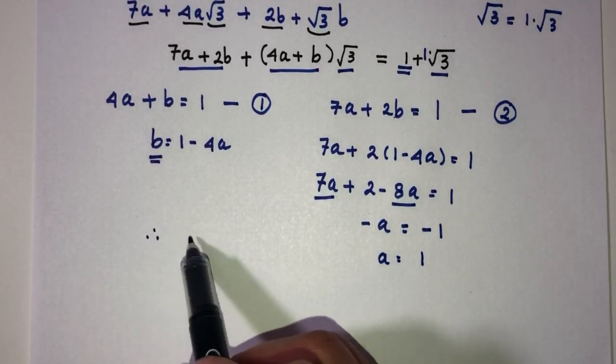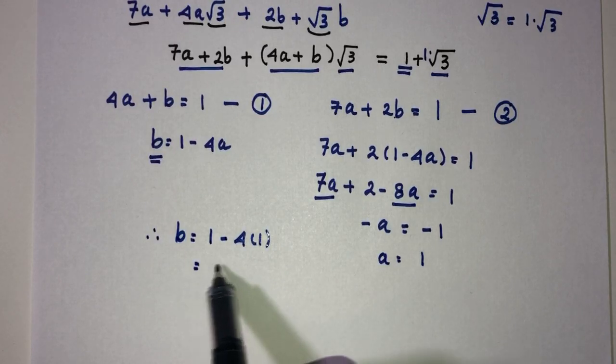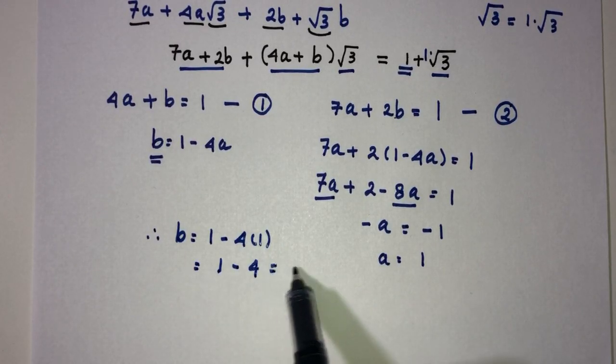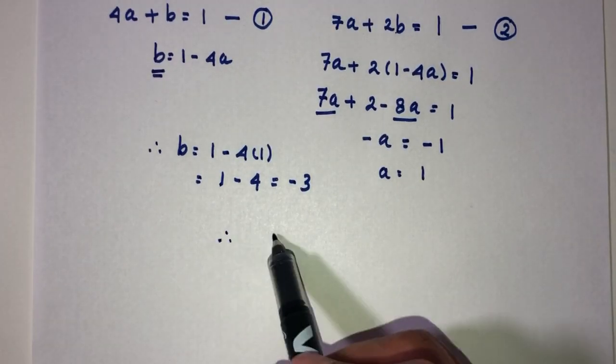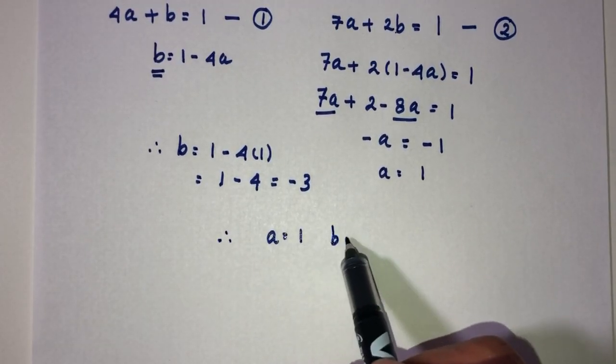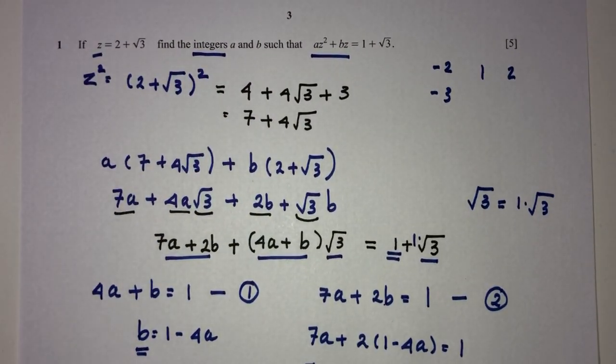Now to find the value of b, b will be 1 minus 4 times 1. That will be 1 minus 4, and that will be minus 3. So here we conclude that a will be 1 and b will be minus 3, and these two are the integer values that we need to find for question number 1.